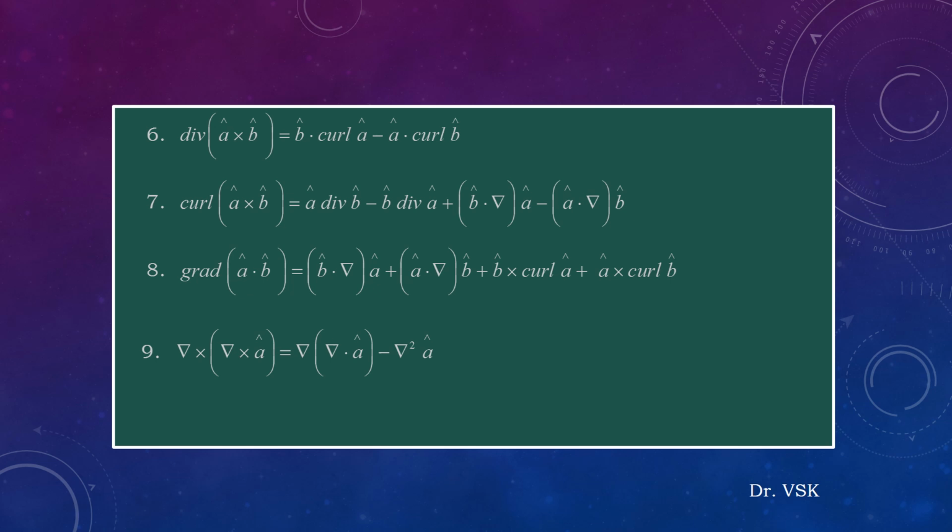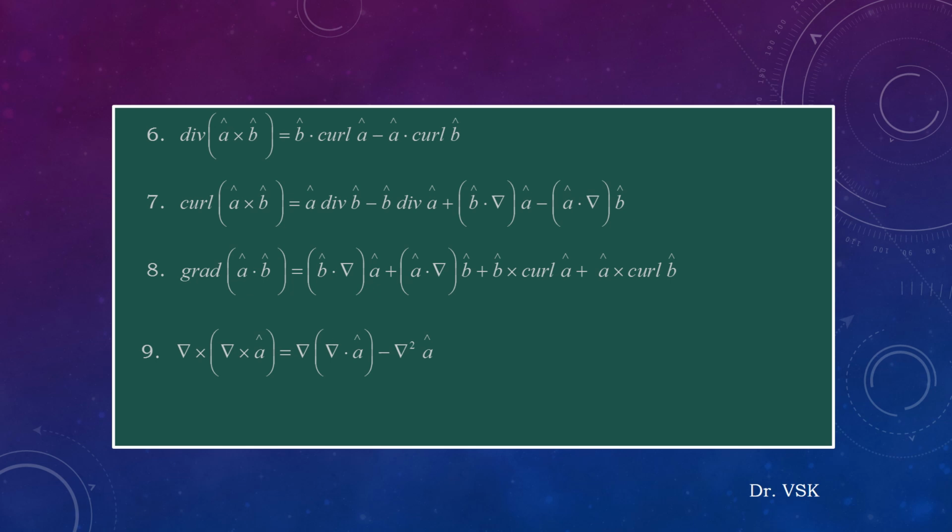Now, if we take the RHS of this 6th identity, the RHS has 2 terms. The first term is B cap dot curl A cap. Curl A cap is a vector, B cap is a vector. Their dot product is a scalar. So, the first term on the RHS of this identity is a scalar.